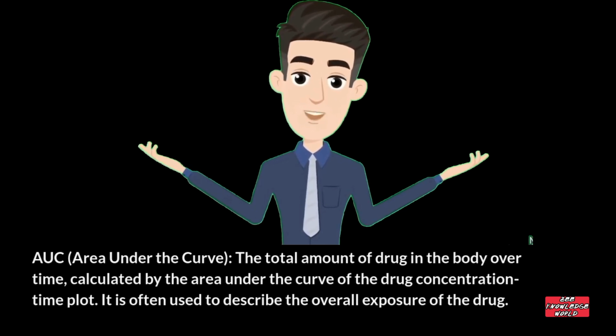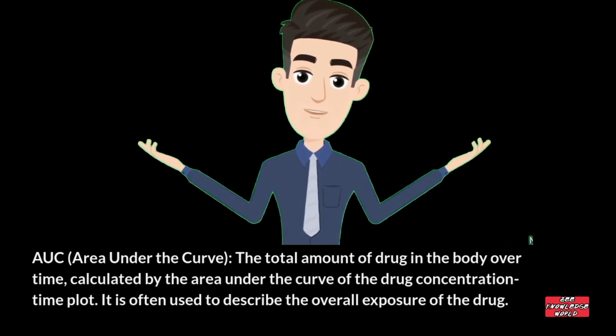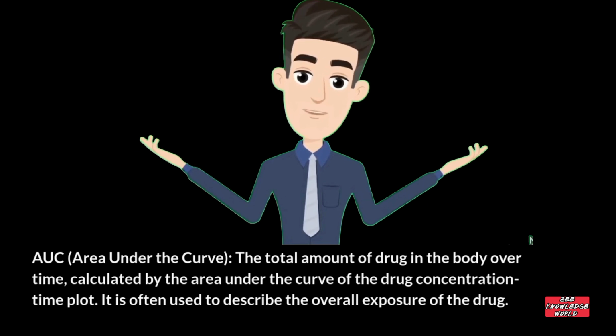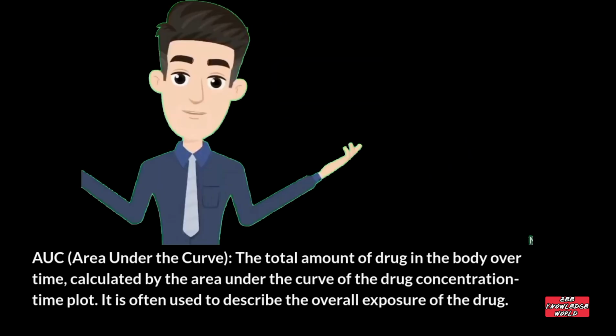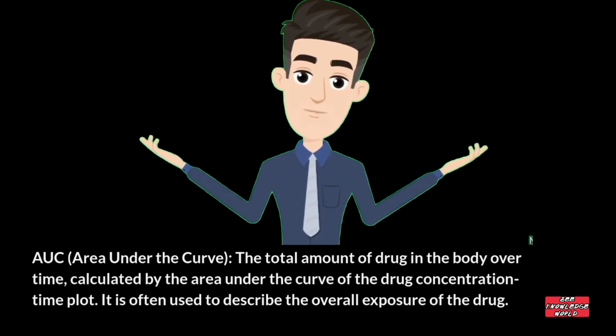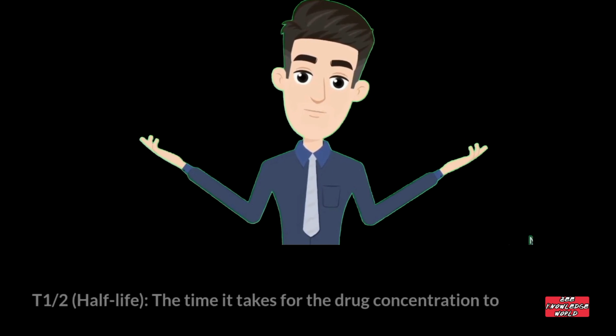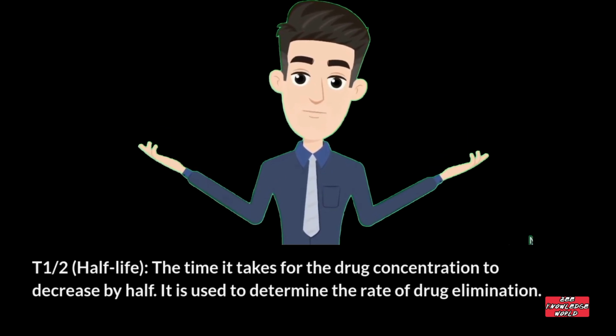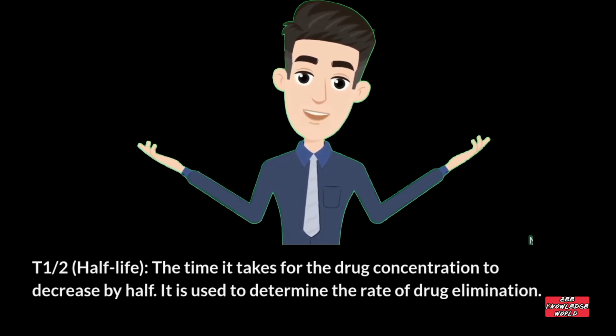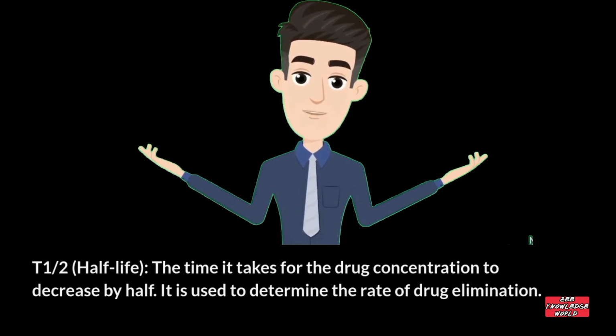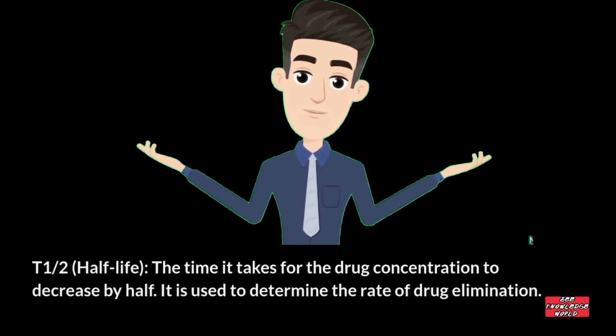AUC, area under the curve, the total amount of drug in the body over time, calculated by the area under the curve of the drug concentration time plot. It is often used to describe the overall exposure of the drug. T1/2, half-life, the time it takes for the drug concentration to decrease by half. It is used to determine the rate of drug elimination.